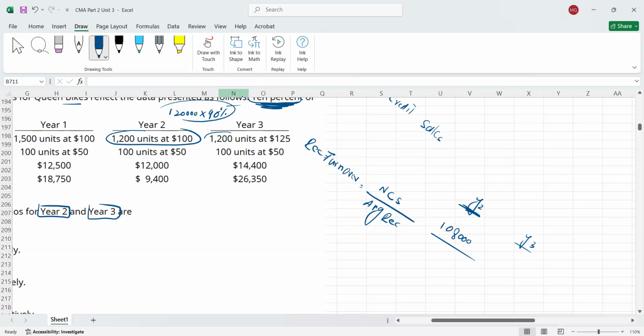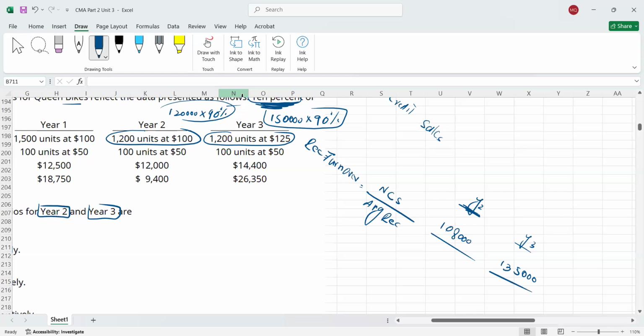This is the year 3 sale. If I multiply 1,200 units with the selling price of 125, I get total sales of 150,000. And he told you 10% is the cash sale. It means 90% is the credit sale. So 150,000, if I take 90% of that, it is going to give us $135,000. So we got the numerator for both here.